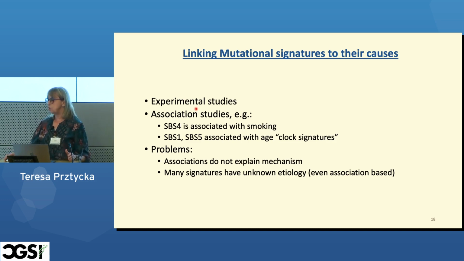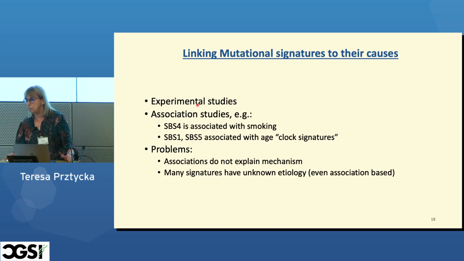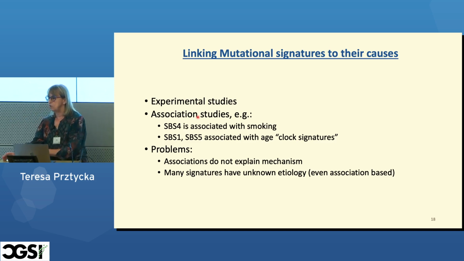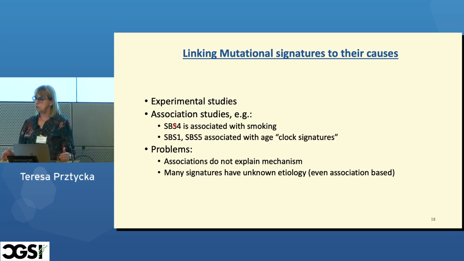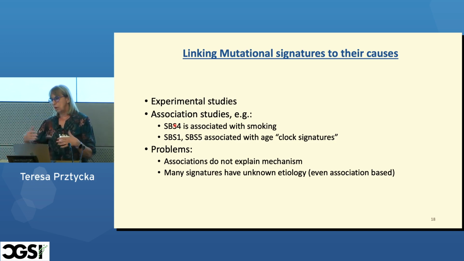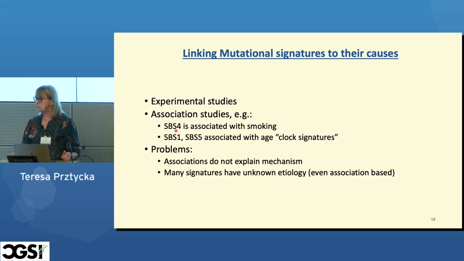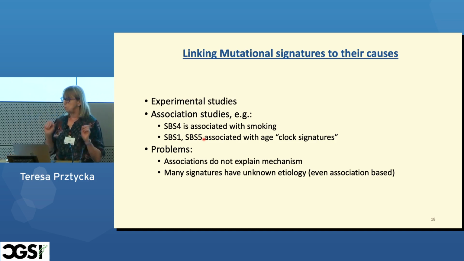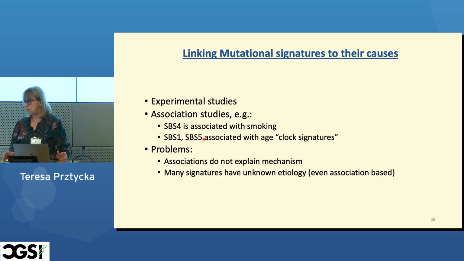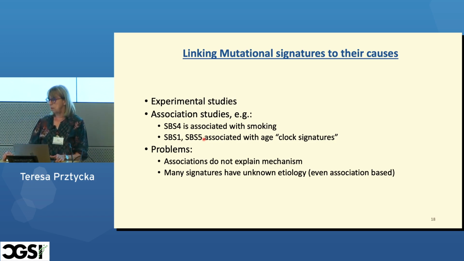where we can directly measure the response of the cells to a particular mutagen. Most of the results are based on associations. Namely, we observe that signature 4 is associated with smoking, and we call it the smoking signature. It's not only associated with smoking, but it's correlated with the number of packs. For example, signatures 1 and 5 have been observed to be related to age, so we call them clock signatures. And there are a number of others that, by this type of association-based approach, have a proposed specific mutagenic process related to the signature.